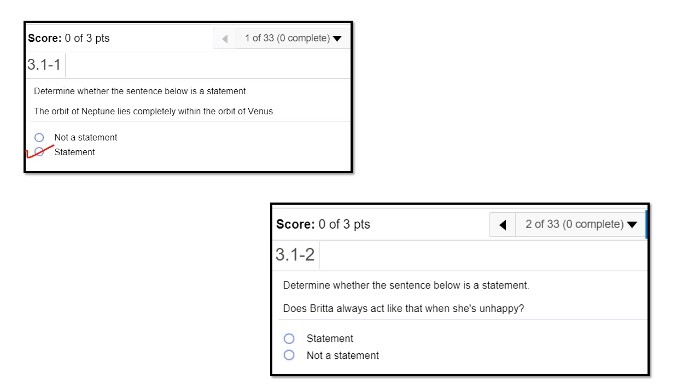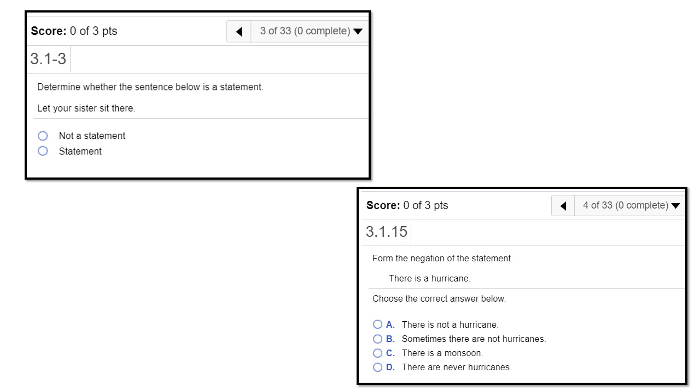Question 2 says, does Britta always act like that when she's unhappy? Since it's a question, then that is not a statement. In question 3, it says, let your sister sit there. Since that is a command, that is not a statement.